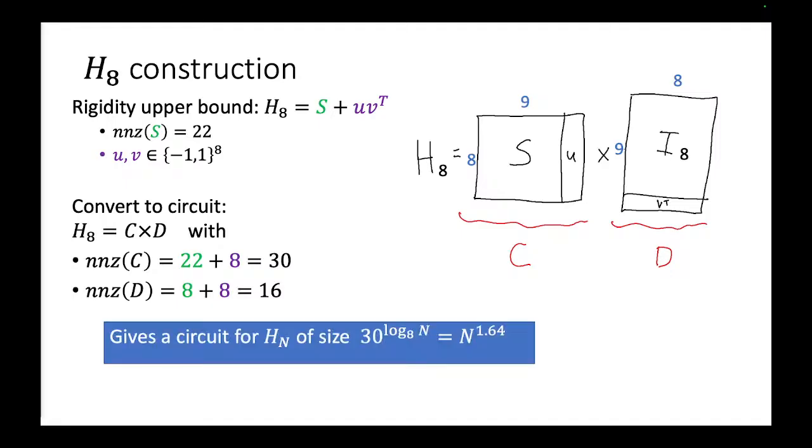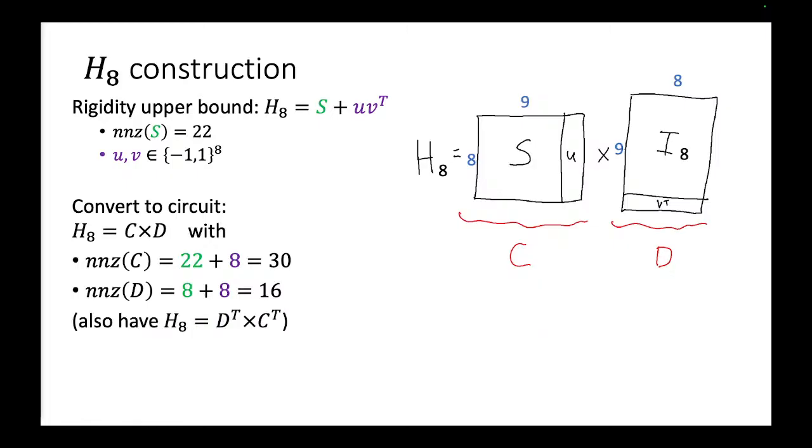So now, C has more non-zero entries than D, so the whole size comes from C, and you take the big Kronecker power of it, and you get a circuit for Hn of size 30 to the log base 8 of n, which is n to the 1.64. So this is like a symmetrization trick. We really don't want C to have way more non-zero entries than D.